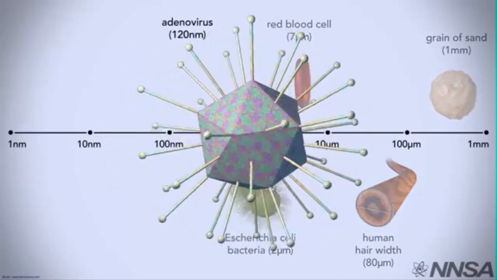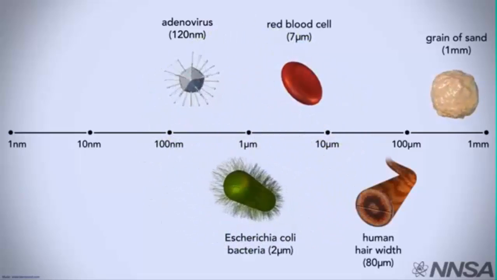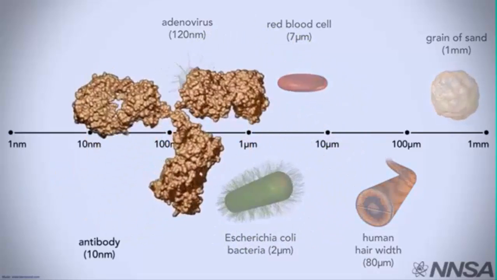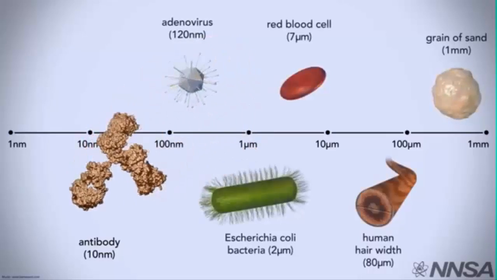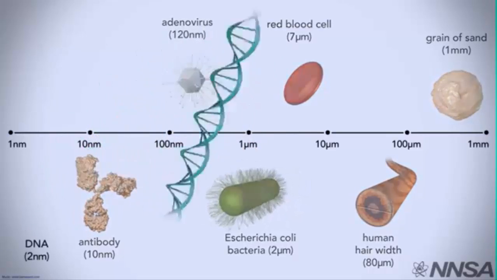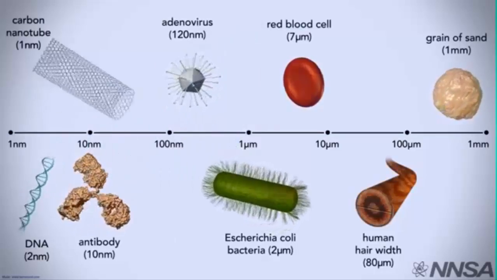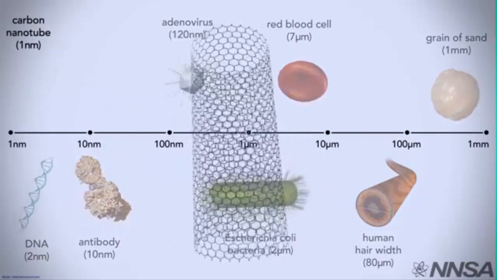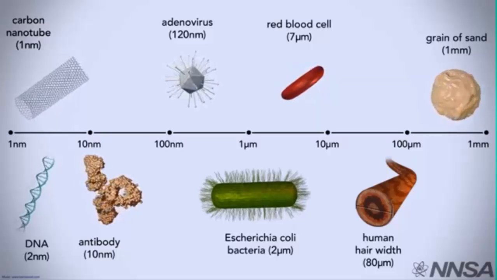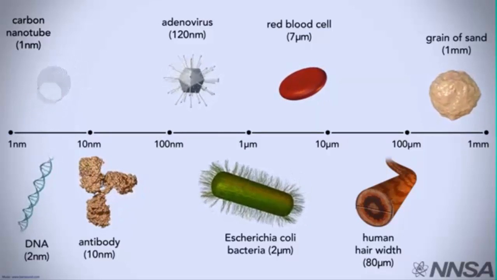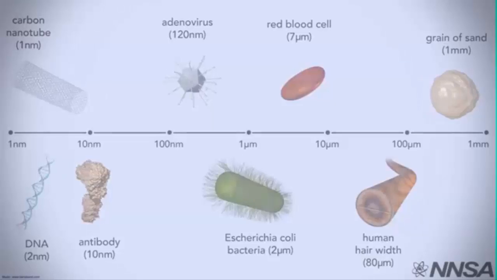Then adenovirus, that is 120 nanometer. Then antibody, 10 nanometer. Then you have DNA, that is 2 nanometer. Then you have carbon nanotube, that is around 1 nanometer. Right? So this is a scale I gave as an example, from the millimeter to nanometer.